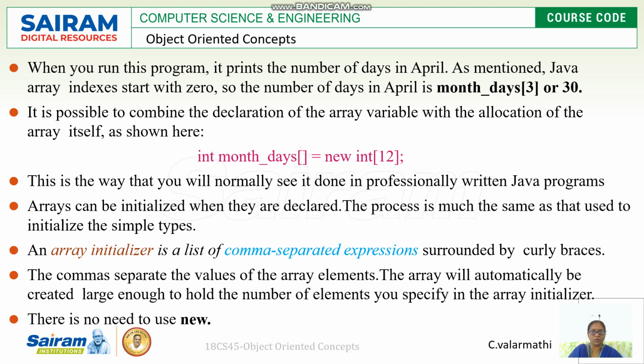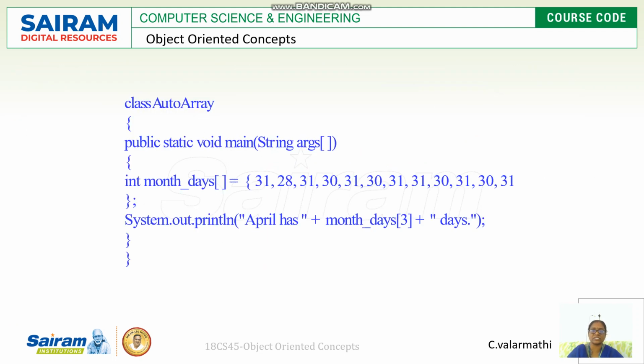Next, how we can declare the variables and initialize the array variables in another valid format. This is also one of the valid ways of declaring and initializing an array variable. Here, int month days is equal to new int of 12. So this is also another type of initializing the arrays. An array initializer is a list of comma separated expressions surrounded by curly braces. We will see how it works.